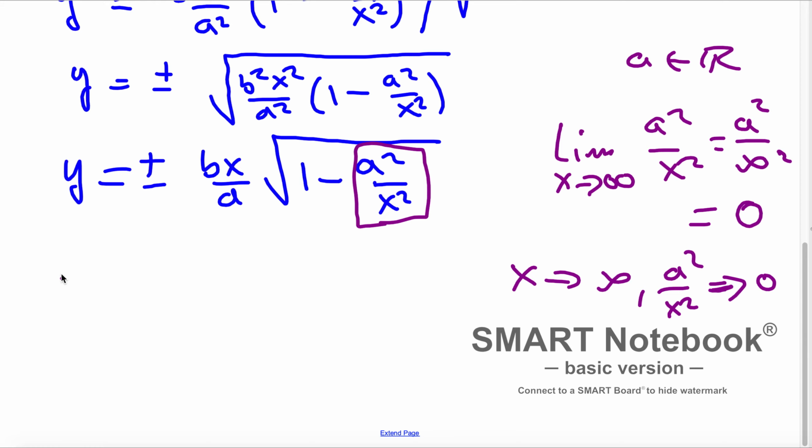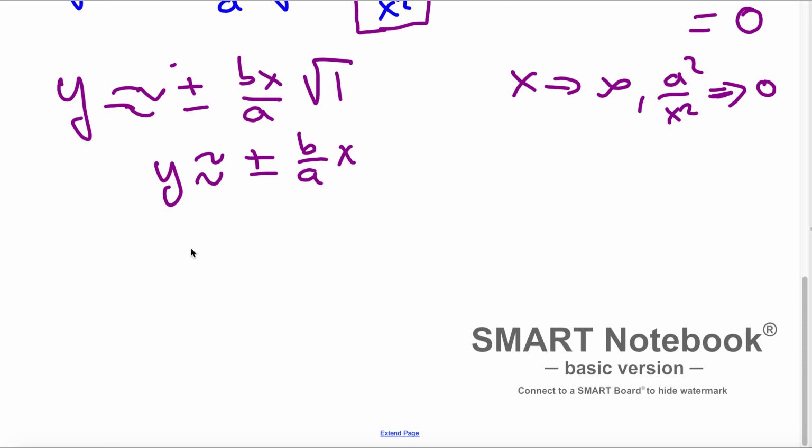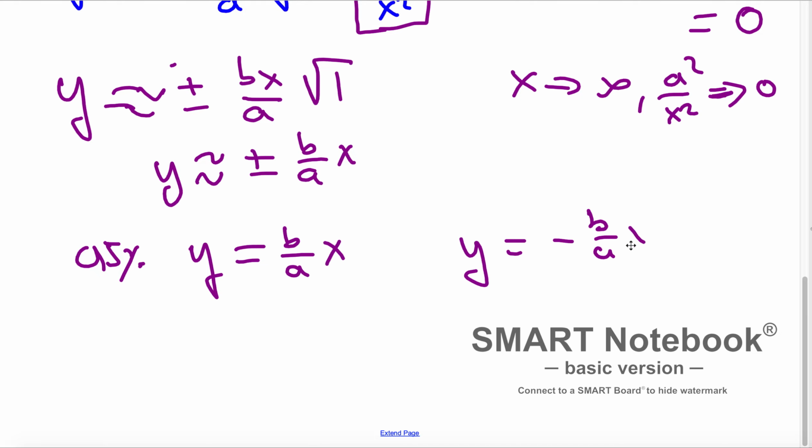So now this value y is going to be approximately plus minus b times x over a, times just the square root of 1. But the square root of 1 is 1, so y is approximately plus minus b over a times x. Because we are looking for asymptotes, one asymptote is going to be equal to b over a times x, and the other asymptote is going to be minus b over a times x, which we have already proved.